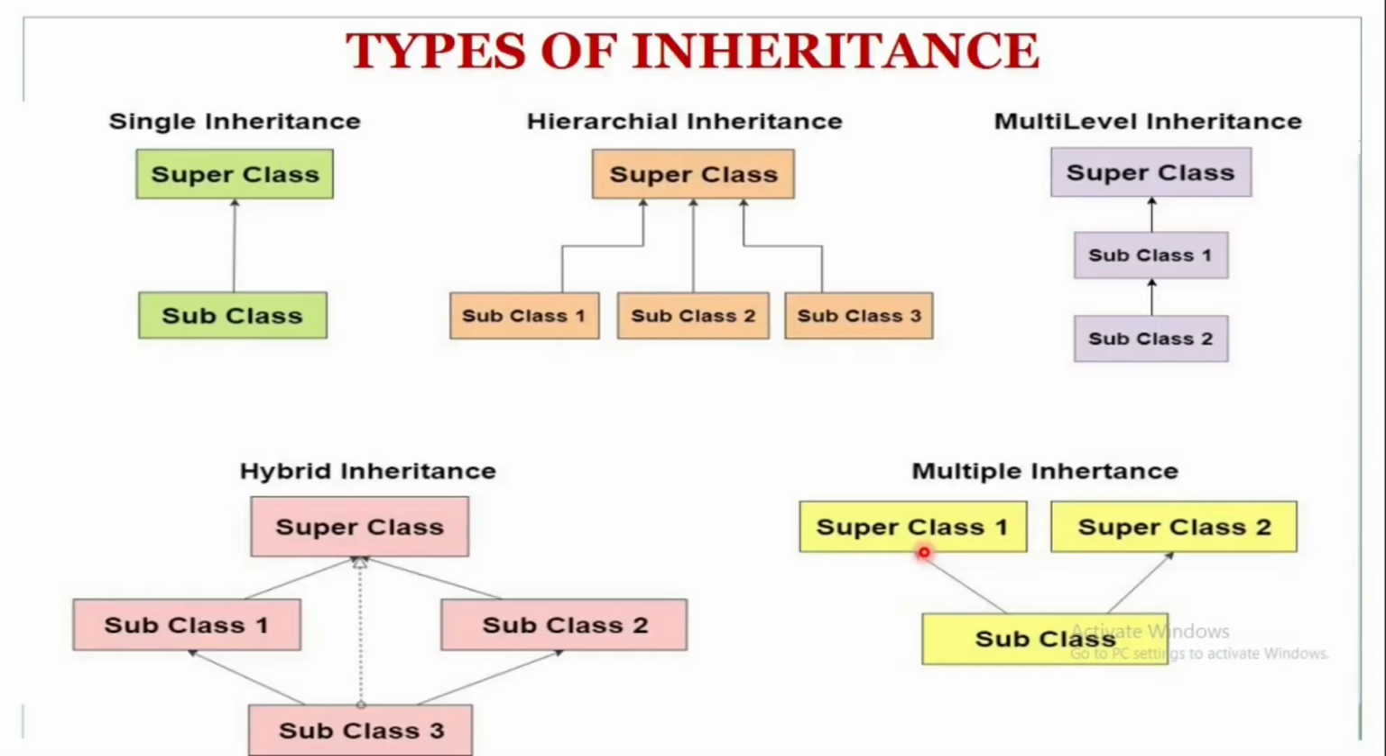Here are some of the types of inheritance: single inheritance, hierarchical inheritance, multi-level inheritance, hybrid inheritance, and multiple inheritance. The first three, that is single, hierarchical, and multi-level inheritance, can be implemented using classes, but hybrid and multiple inheritance cannot be implemented using classes. So Java doesn't support these two types of inheritance using classes. Yes, we can implement them using interfaces.